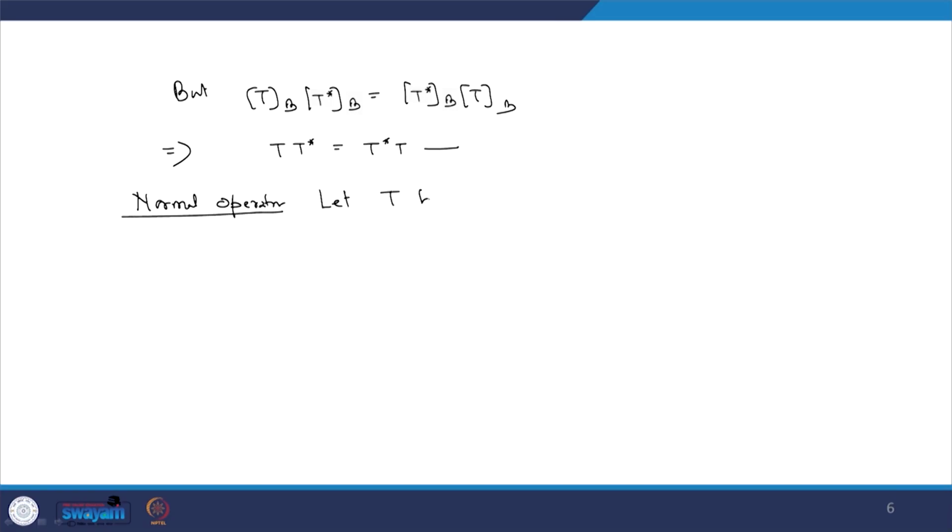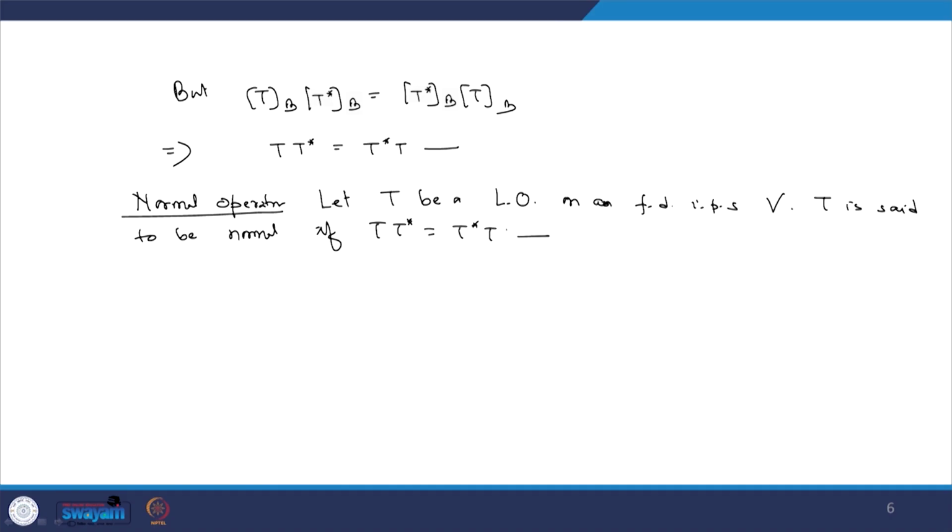Let T be a linear operator on a finite dimensional inner product space V. T is said to be normal if T into T star equal to T star into T.